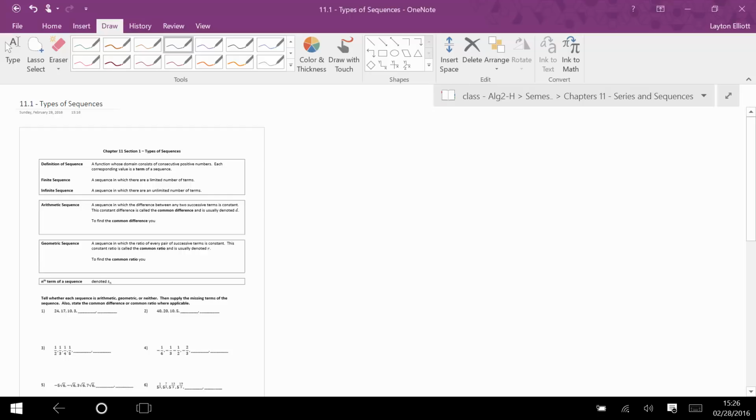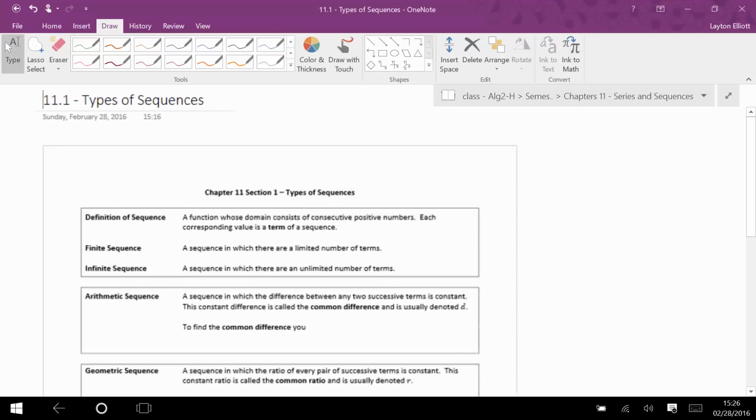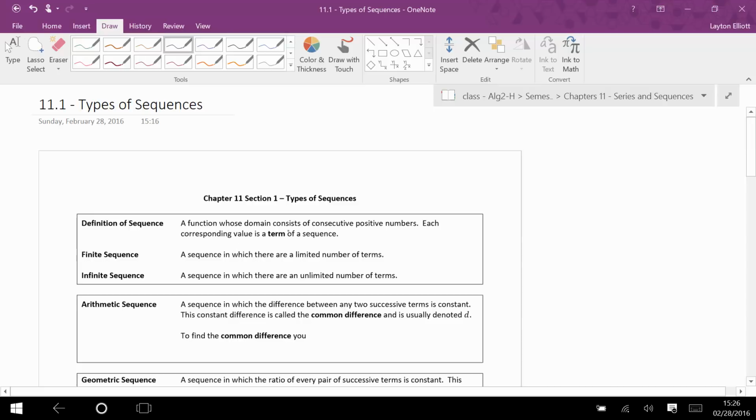Moving along to series and sequences. A sequence literally is a function whose domain consists of consecutive positive numbers. Each corresponding value is a term of the sequence. Let me give you an example of what this means here.